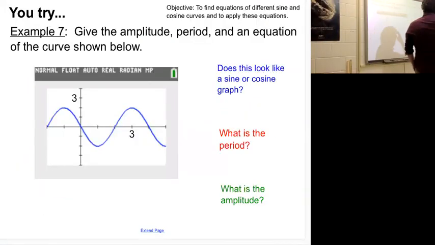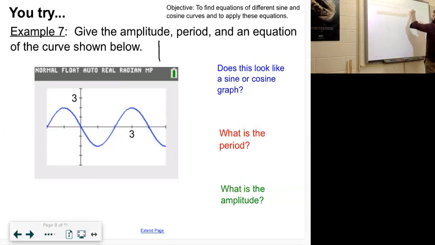Last example here, we want to, again, find the amplitude, period, and the equation or function that models this curve. So this one's a little bit more complicated than the others. Again, your standard sine and cosine functions. Sine starts at 0, increases to a high point, goes down below the x-axis, and then goes to a low point and comes back up. Cosine starts at a high, goes down, comes back up.